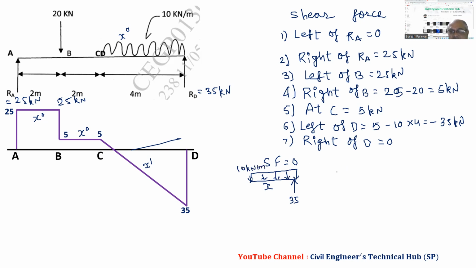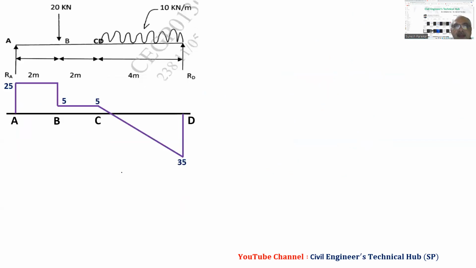Then we have 35 minus 10 into x equal to 0, and x is 3.5 meters. So automatically we will get the other value, which is 0.5 meters. Likewise, we have to solve the problem. So this is the SFD. Then we will go with the BMD.